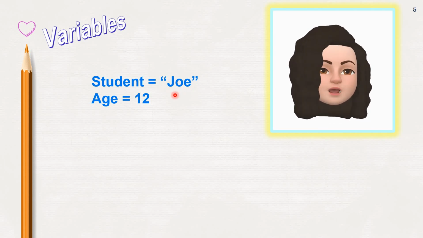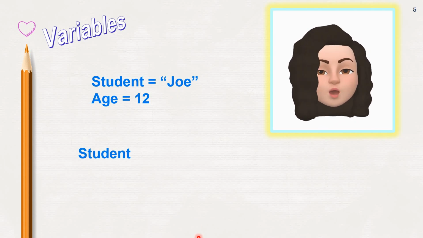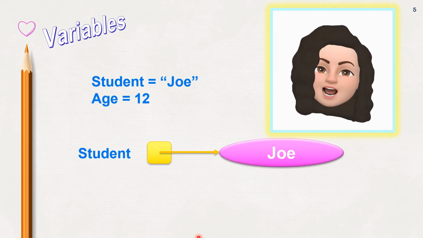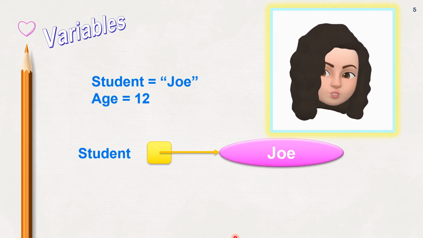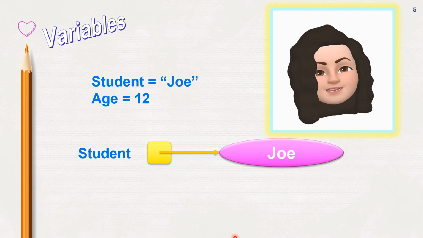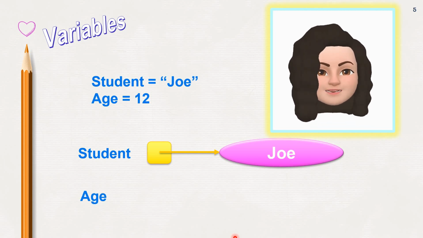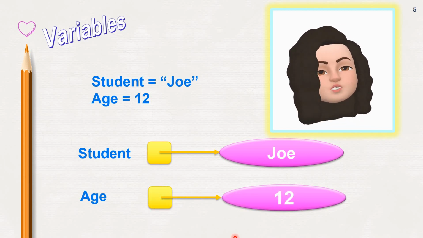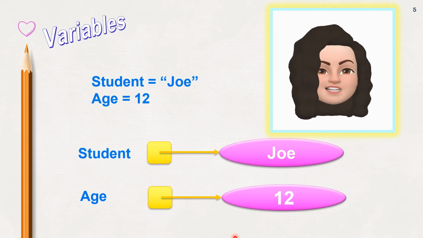So when we execute these two statements, what happens? The variable student will point to the memory address where the value Joe is stored. Similarly, the variable age will point to the memory address where the value 12 is stored. So this is how you assign variables.